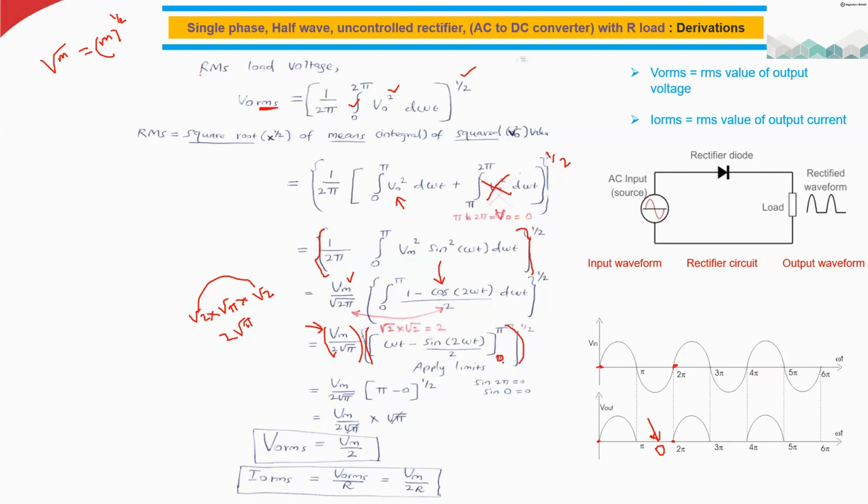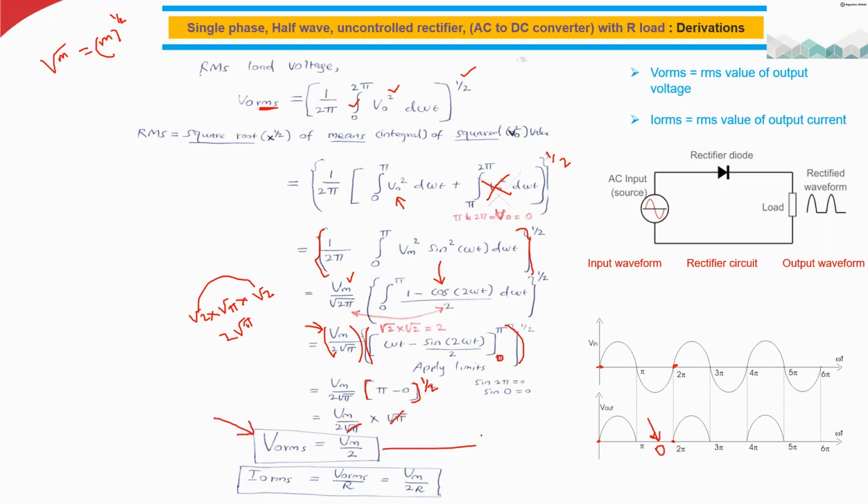So now we have to apply the limits 0 and pi. Then if you apply, pi will be the pi and here it will be 0 minus 0. So even if you apply this pi and 0 limit here, it's going to be like this: pi minus 0, whole power 1 by 2. It's still under the square root, so it means square root of pi. And we already have the constant here, Vm divided by 2 square root of pi. Square root of pi, square root of pi got cancelled. So the output RMS value, VO RMS, is equal to Vm divided by 2.